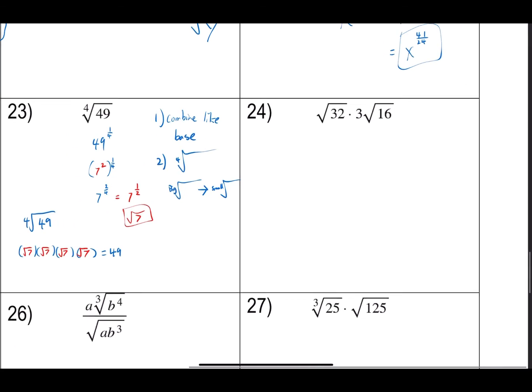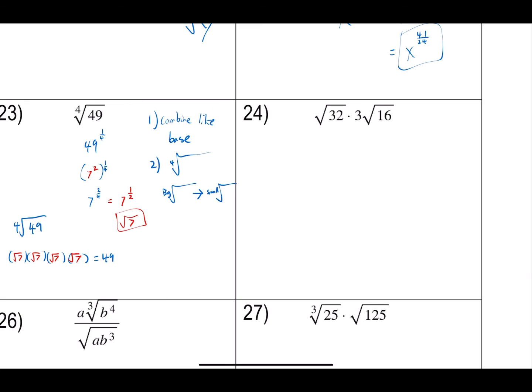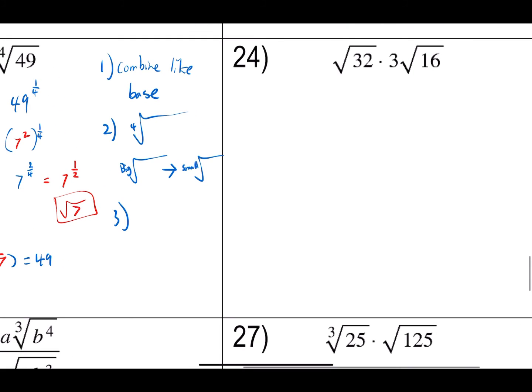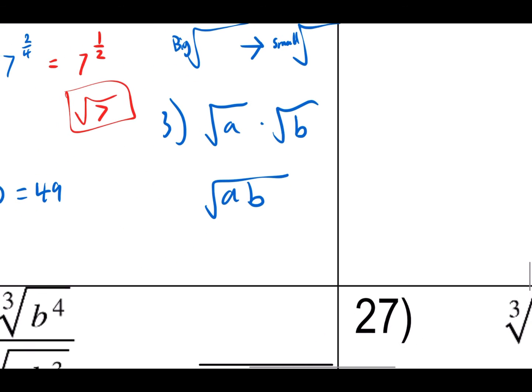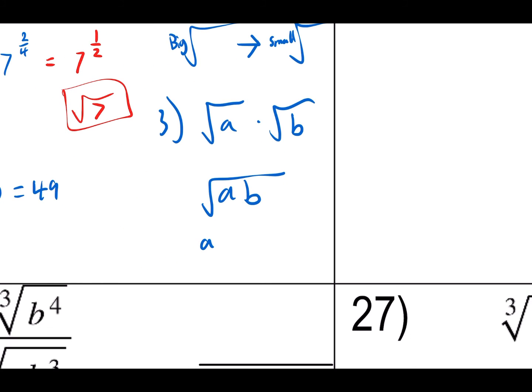Number 24. Rule number 2: combine like base. Big index to small index. Rule number 3: if you have too many radicals, like a square root and a square root, put them together as a single square root. Or in other words, this is the exponent rule. If I have a squared times b squared, if at all possible, I could write this as (ab) squared.